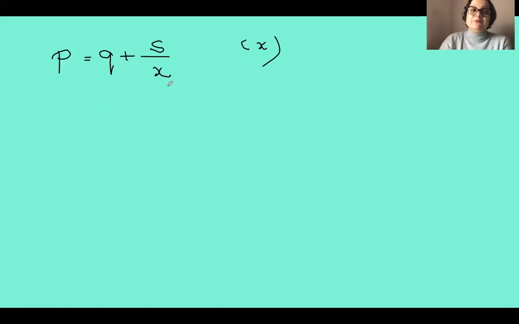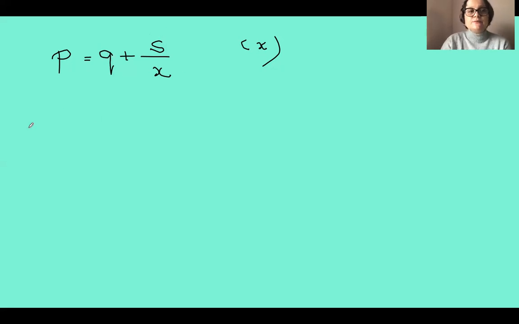And this one, again, we're going to make x the subject of this formula. Now, when we have denominators in equations or changing of the subject examples, that is the first thing you need to get rid of, the denominator. So again, you have to multiply by x, both sides. Be careful here because there's a q plus s over x. To multiply the whole side means to multiply the q by x and all these by x.